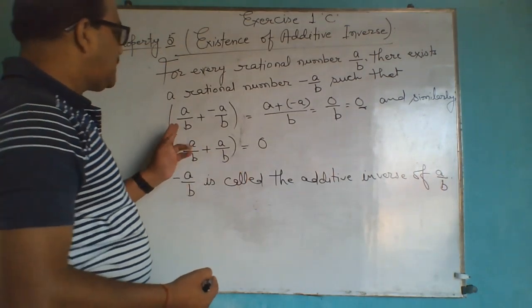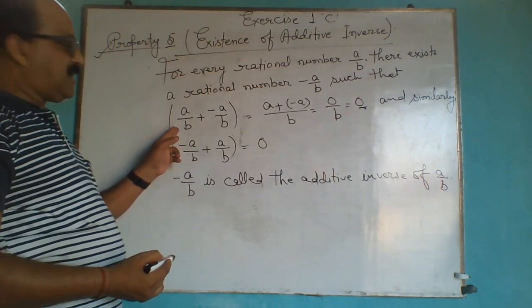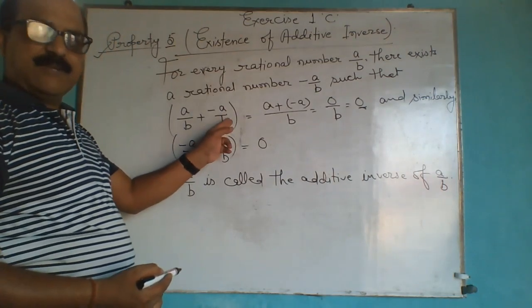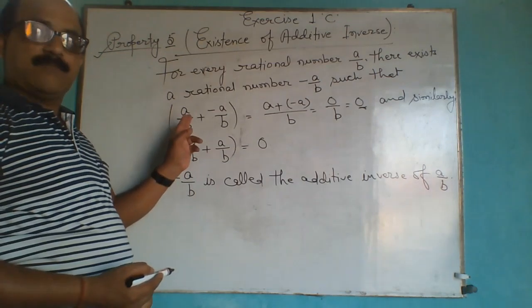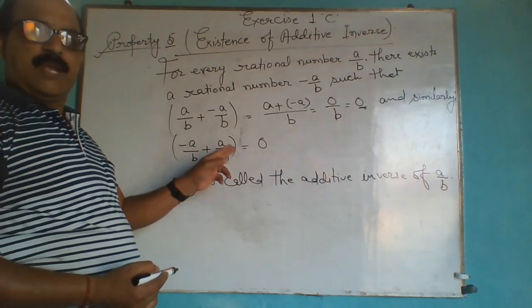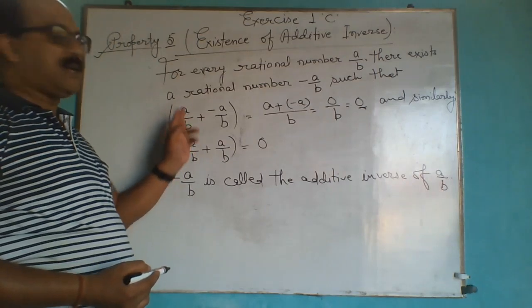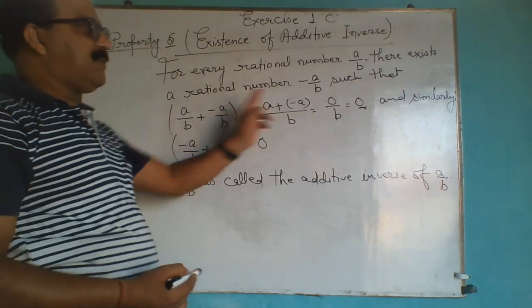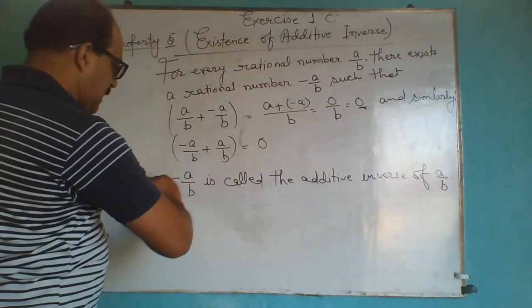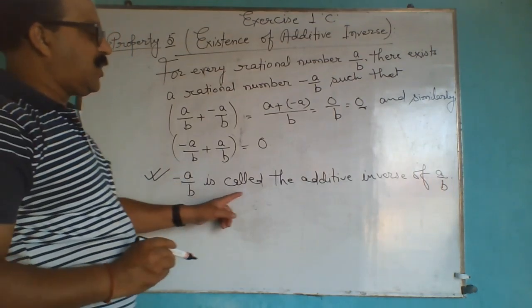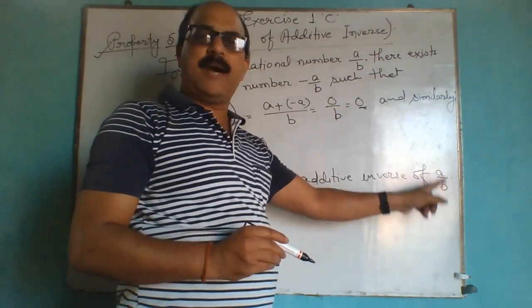It means when a positive rational number is added to a negative rational number and both have the same numbers, but one is positive and another is negative, the answer will be 0. Thus, minus a by b is called the additive inverse of a by b.